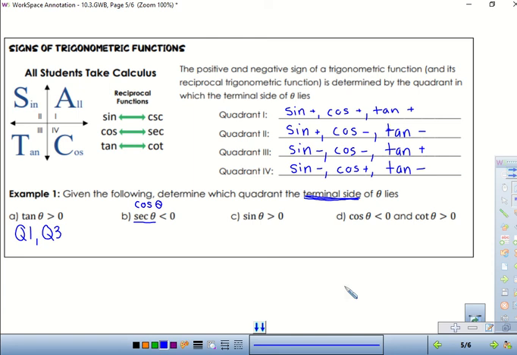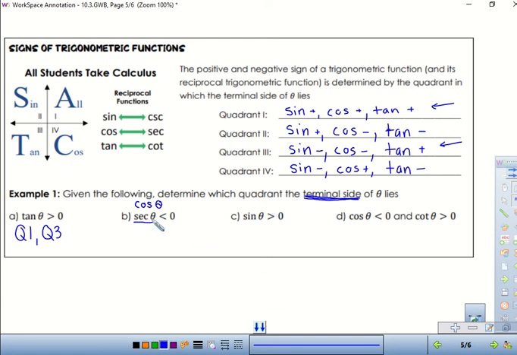So, could you re-explain A? So why is it Q1 and Q3? Oh, because see how right here in quadrant 1 and 3, see how tangent is positive? Mm-hmm. That's all. Oh, okay. So for that, it's basically just saying in what quadrants is tangent positive? Correct.